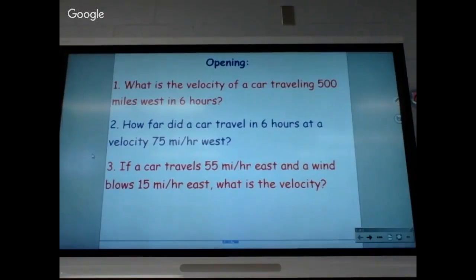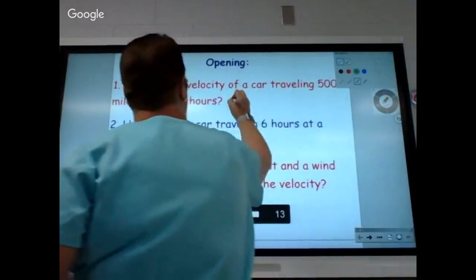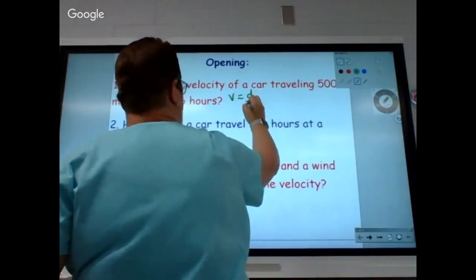Speed is how fast you're going at that amount of time. Okay. So speed does not have direction and velocity does. That's the only difference. So when we calculate this answer, we have to put a direction on it. So Anna Lucia said velocity equals distance over time.